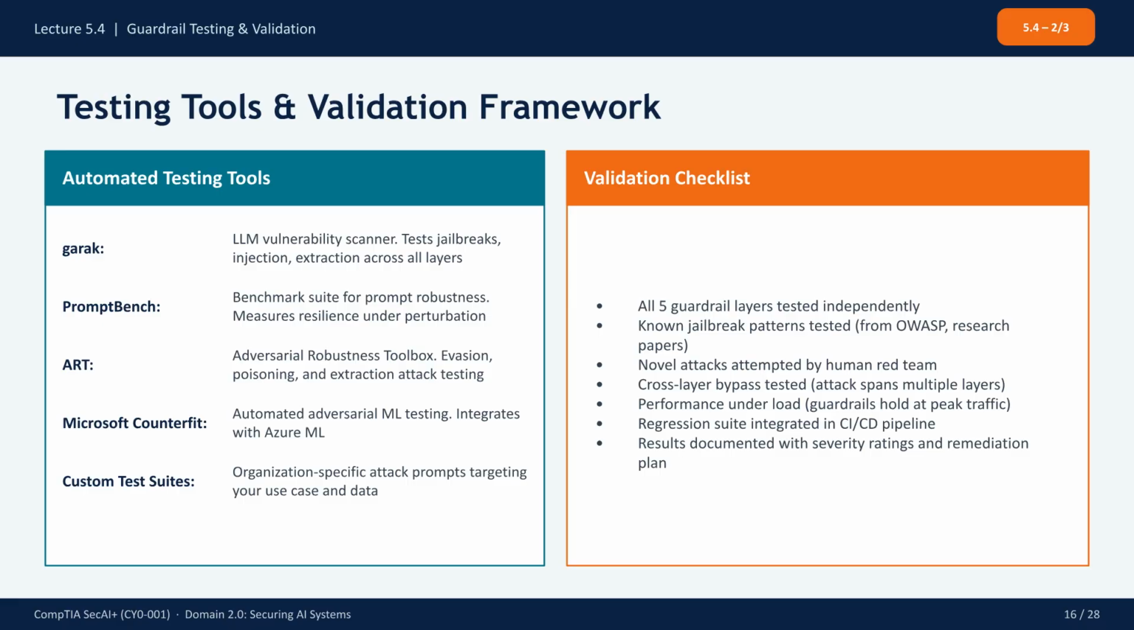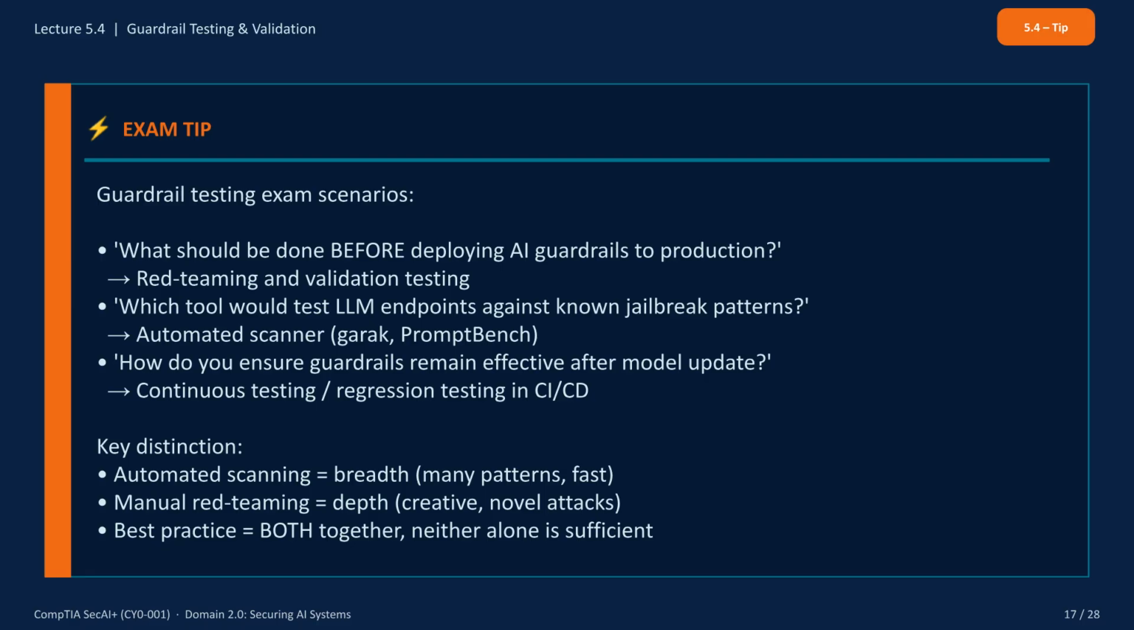a remediation plan. The exam tests this knowledge by asking what should be done before deploying guardrails to production. The answer is always red teaming and validation testing. And when it asks how to ensure guardrails remain effective after a model update, the answer is continuous regression testing in CI/CD. The exam patterns for guardrail testing are predictable. Before deploying to production, the answer is always red teaming and validation testing. For testing against known patterns at scale, the answer is automated scanning with tools like RBAC or PromptBench. For ensuring guardrails survive model updates, the answer is continuous regression testing in CI/CD.